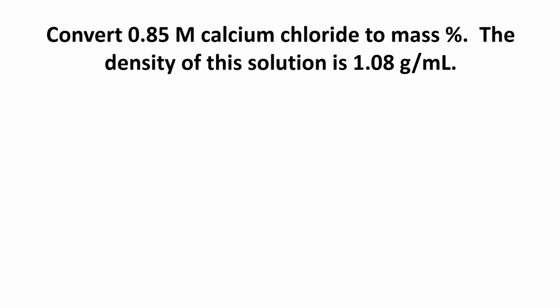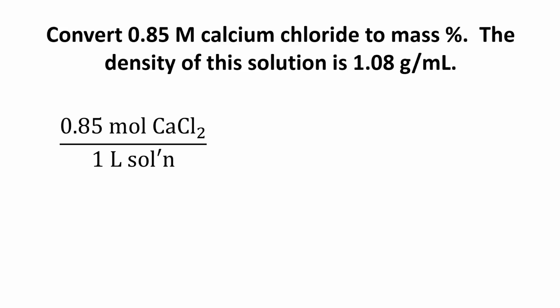That means there's 1.08 grams of our solution, the complete mixture, for every milliliter of that solution. So when we use that density, we have to make sure we're using it correctly. It's going to be very important that you're keeping track of both the units and the material that is being referred to. All right, so we're going to start with 0.85 moles of calcium chloride per liter of that solution.